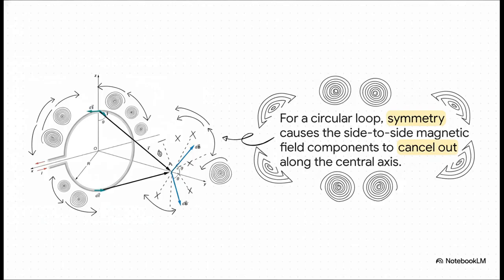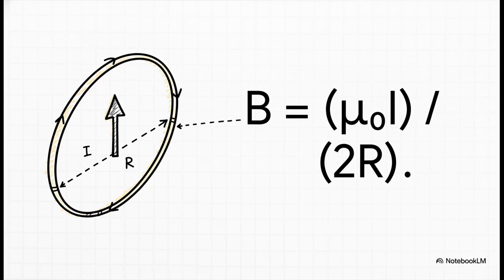And here's where we get a little help from something beautiful: symmetry. Think about it. For any little piece of current on one side of the loop, there's a perfectly matched piece on the opposite side. And it turns out all their magnetic field components that point sideways just cancel each other out perfectly, all the way around the loop. So what's left? The only bits of the field that survive are the ones pointing straight down the axis. And when you add all of those up, you get another wonderfully clean result.